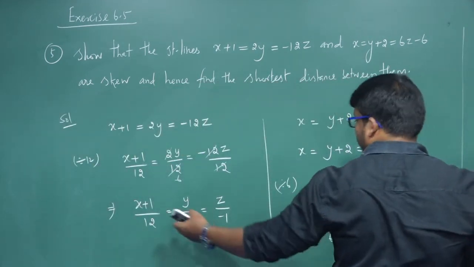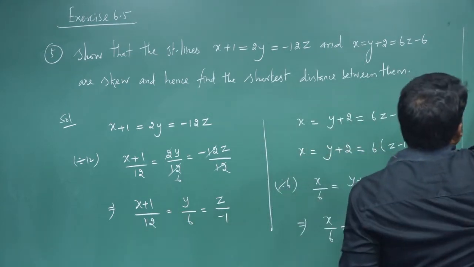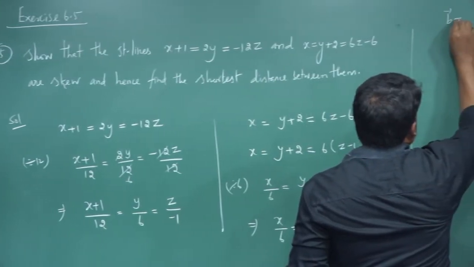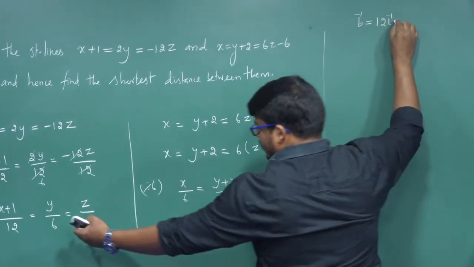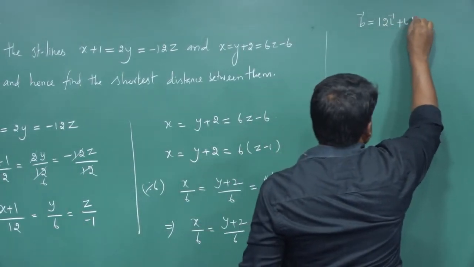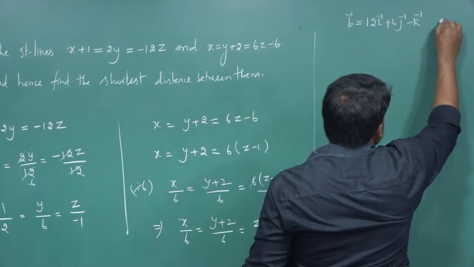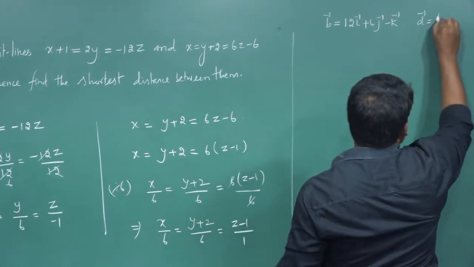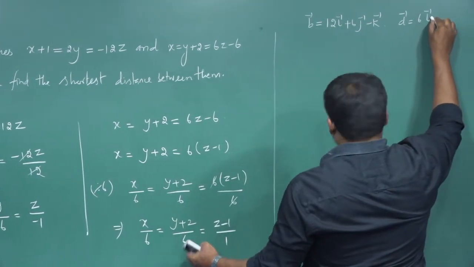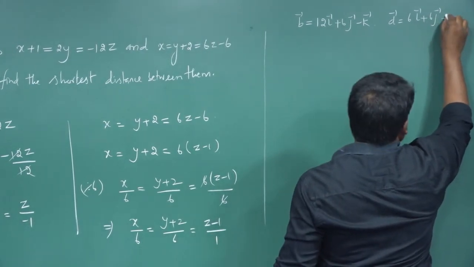Clearly, write in here: vector B equals 12i vector plus 6j vector minus k vector, and vector D equals 6i vector plus 6j vector plus k vector.